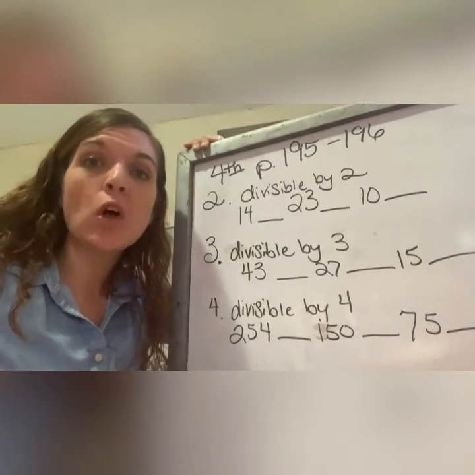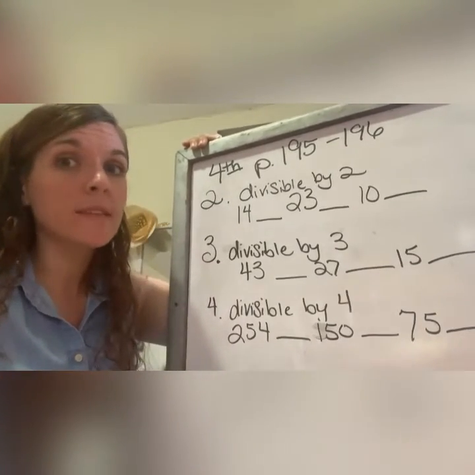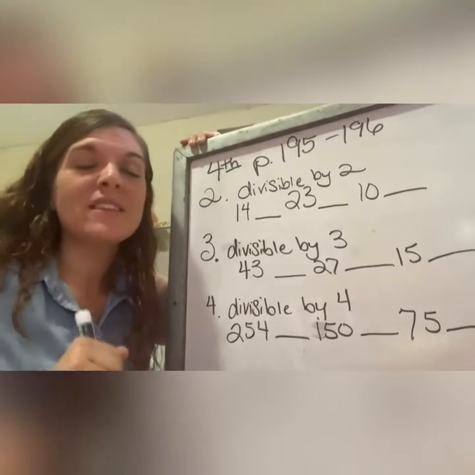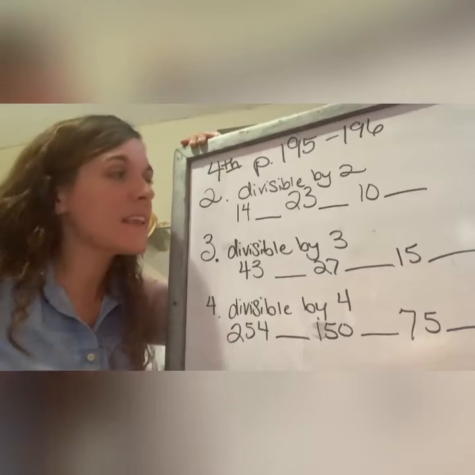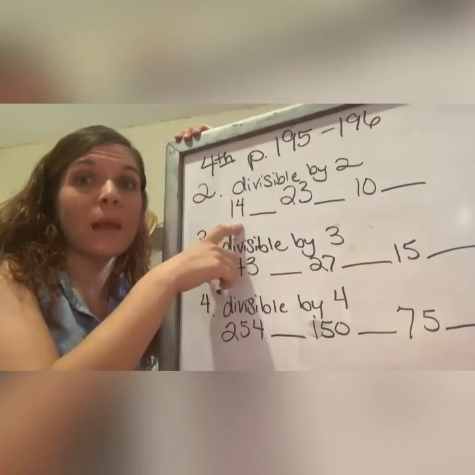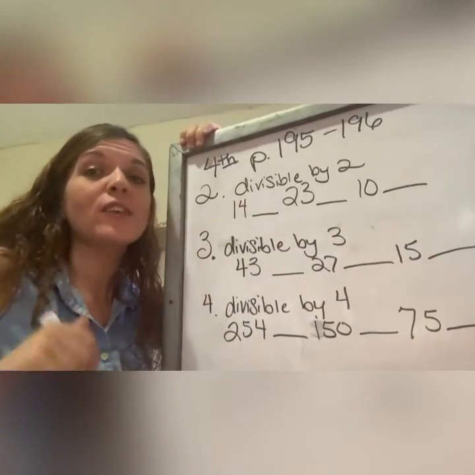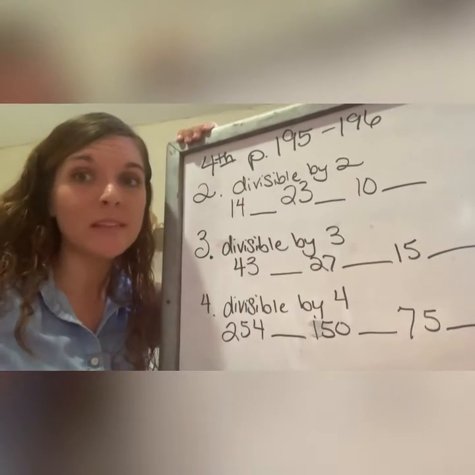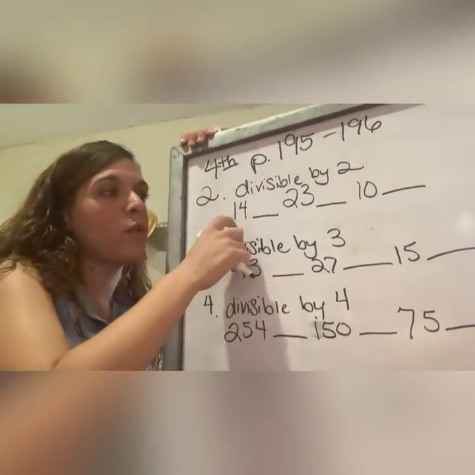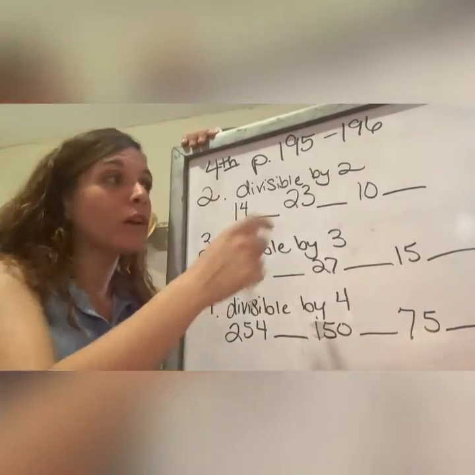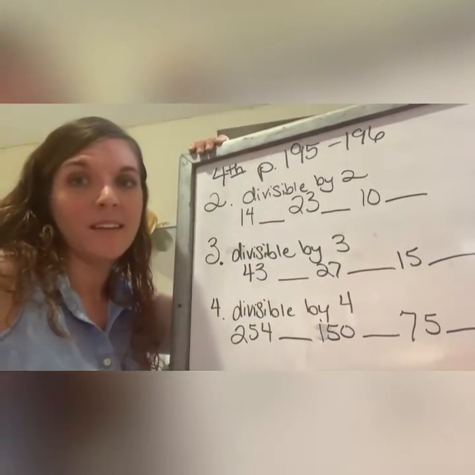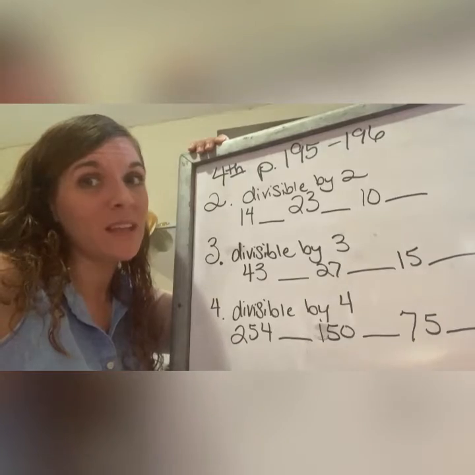Our lesson today is called Divisibility Rules. So you could be like, what is divisibility? Okay, look, divisibility is like this. Let's say that I have this number here, 14, and I want to know if you can divide it by 2. There are tricks, you guys, rules to know whether or not 14 can be divided by 2, or 23 can be divided by 2, or 10 can be divided by 2, right? Do you want to know the rule?